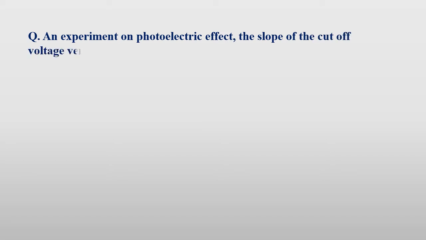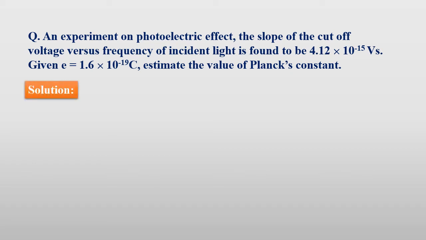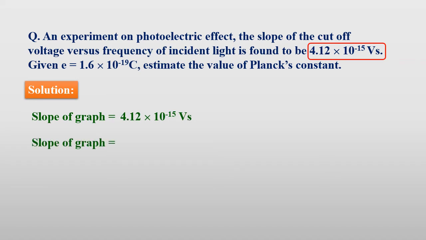Next question. An experiment on the photoelectric effect. The slope of the cutoff voltage versus frequency of incident light is found to be 4.12 × 10^-15 volt second. Given e is equal to 1.6 × 10^-19 coulomb. Estimate the value of Planck constant. Slope of the graph is 4.12 × 10^-15 volt second.